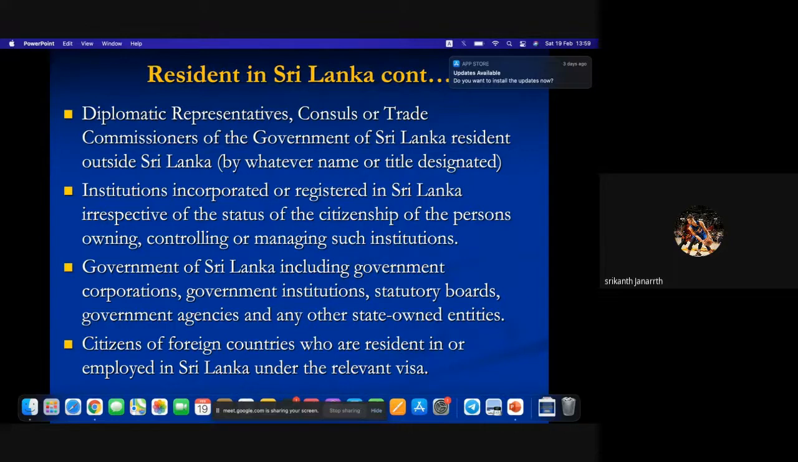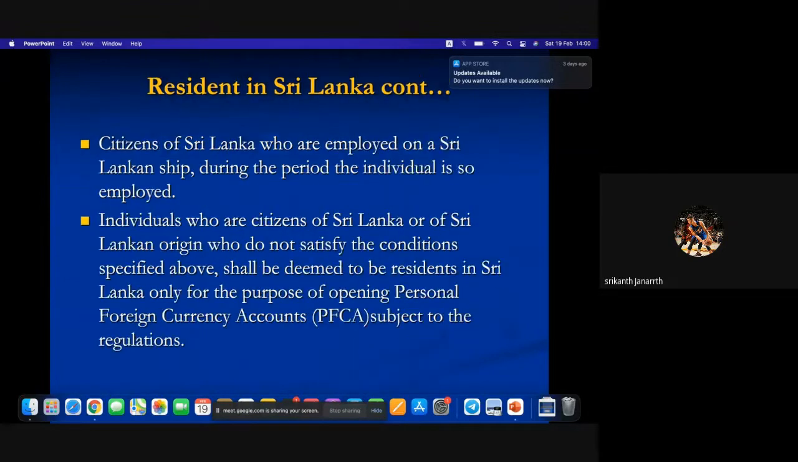So any foreigner who is here in Sri Lanka on a resident visa, either doing business or working, could be treated as a resident. So is that clear? So you know the different categories of residents. So you can see how simplified, how precisely they are defined, the residents, right?